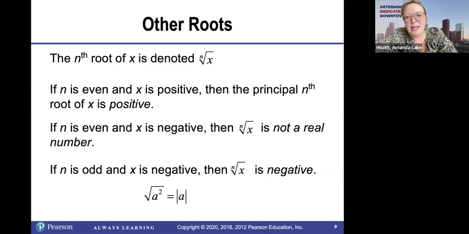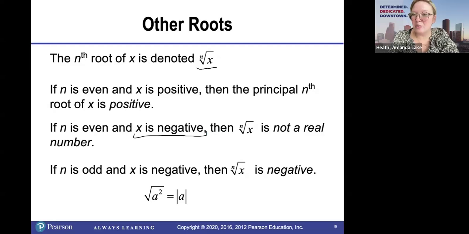So other roots, we can take roots that are not just the square root. We denote that as the radical symbol with an n now in the corner. So we would call this the nth root of x. So if n is even and x is positive, then the principal nth root of x is positive, just like we had with square roots.